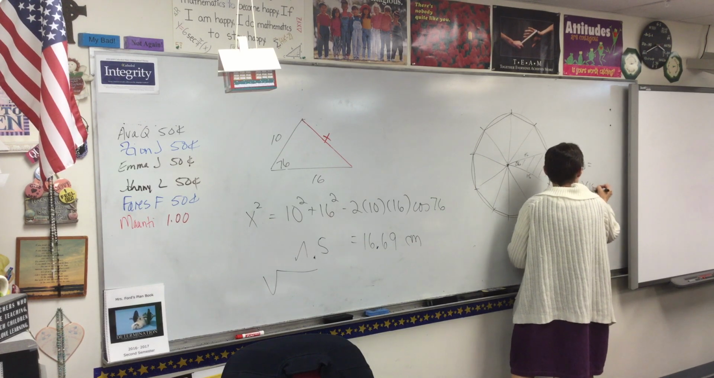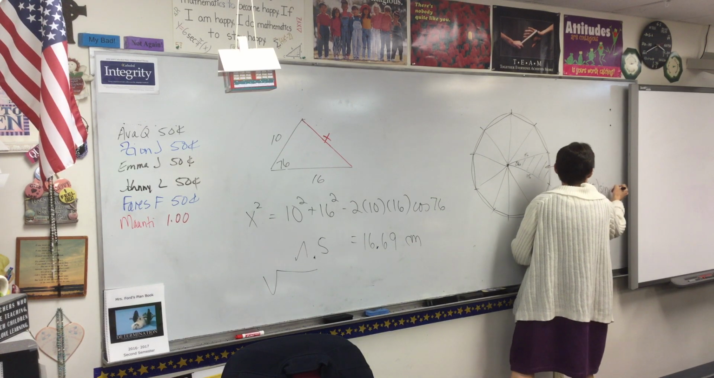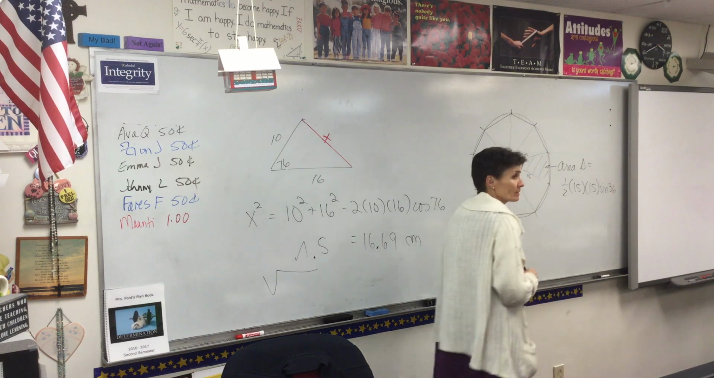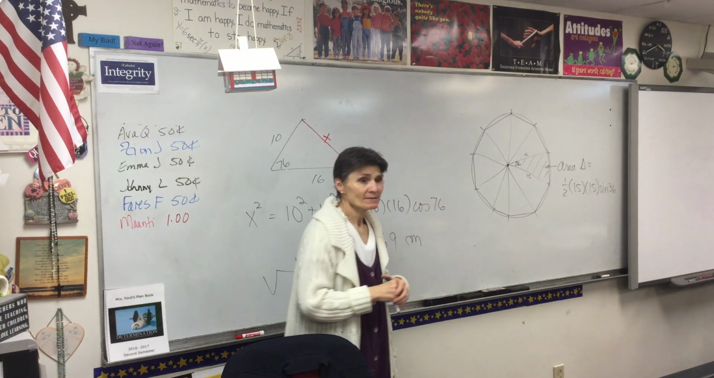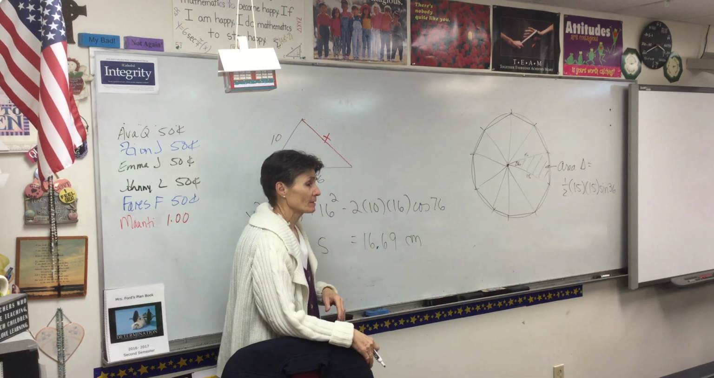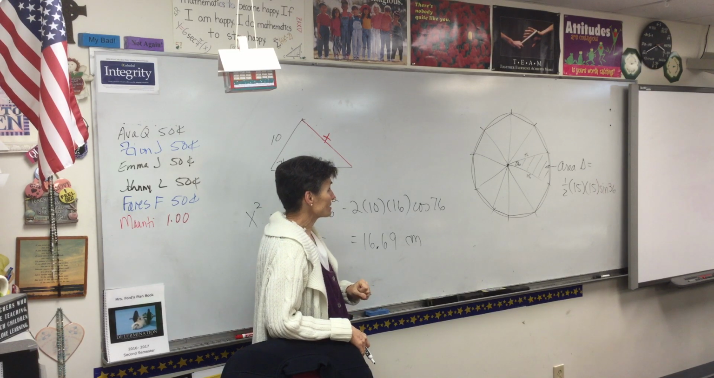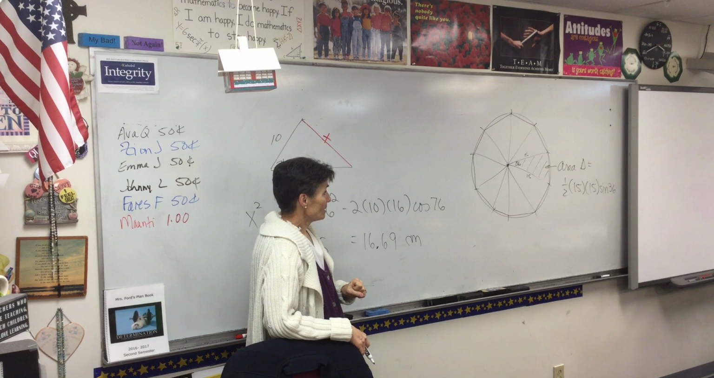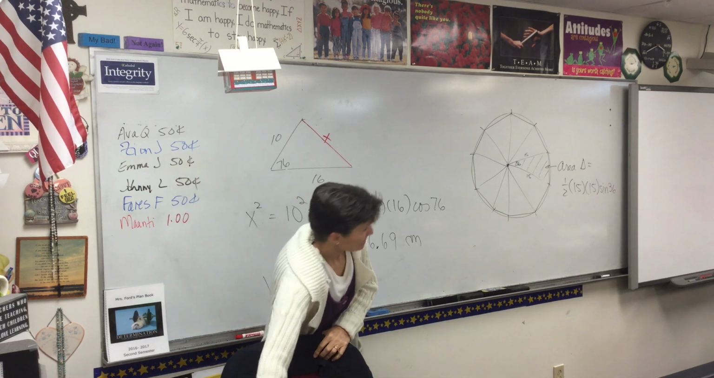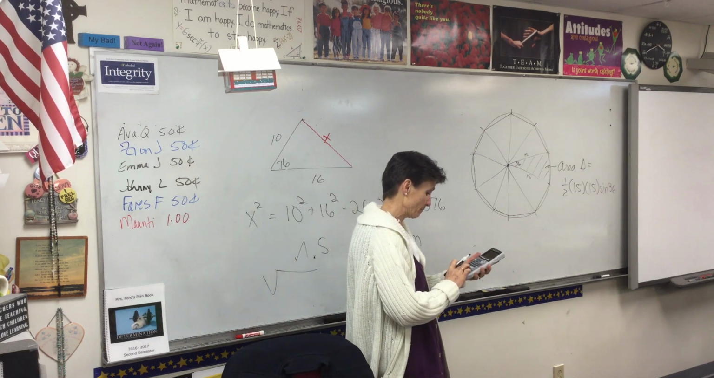side times sine of included angle. Area, 1/2 side, side, sine. The angle must be the included angle. Now, I can type that in. That's super simple to type in.